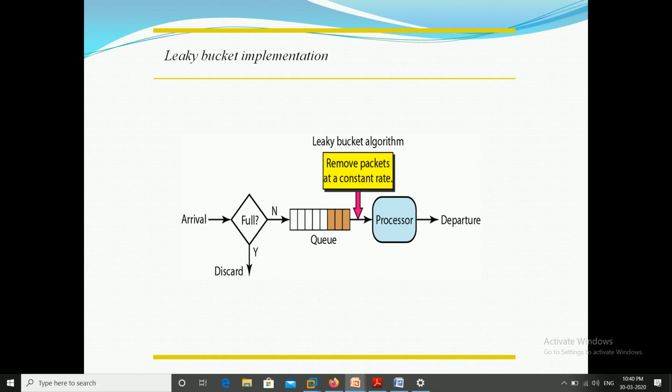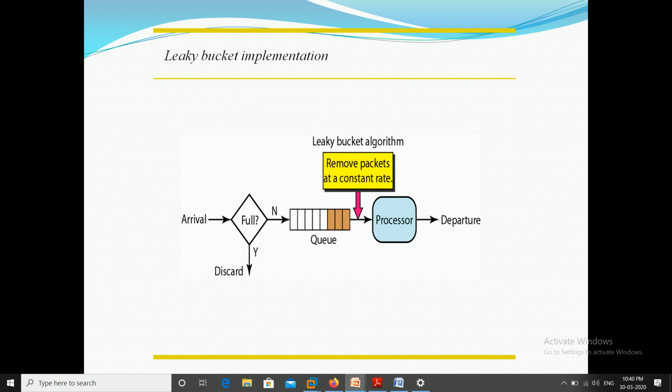How it is going to be implemented: we're going to maintain the queue on arrival. If the queue is full, that means the water in the bucket is at the highest level. If we keep the tap on and the water in the bucket is full, obviously it will overflow. Same in the case of a queue. If we have, let's say, the capacity of 9 and there are more packets than this, obviously they need to be discarded.